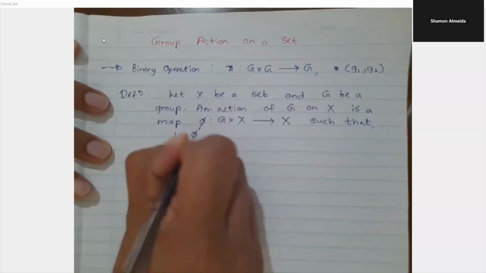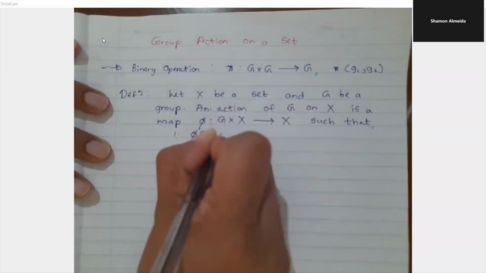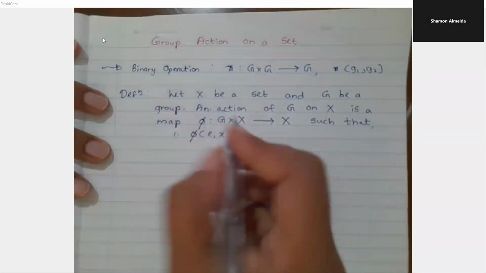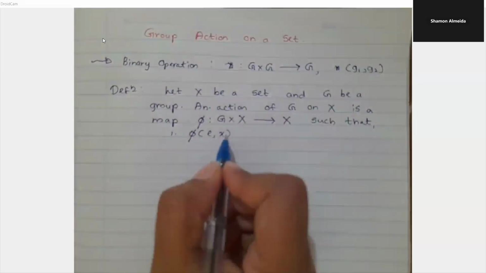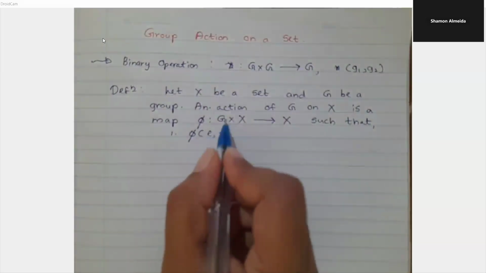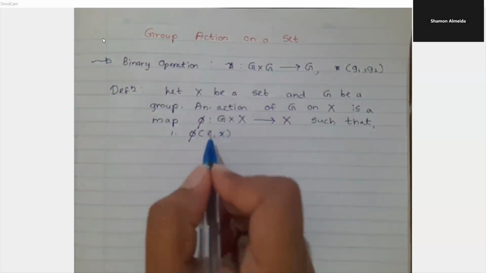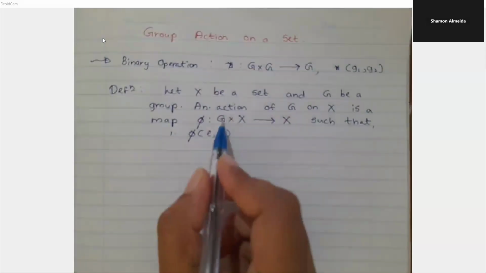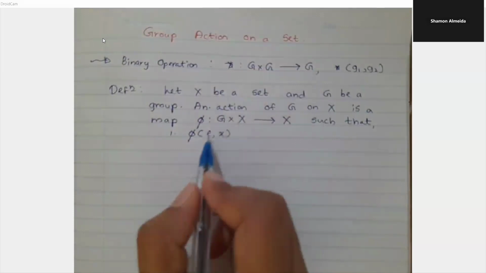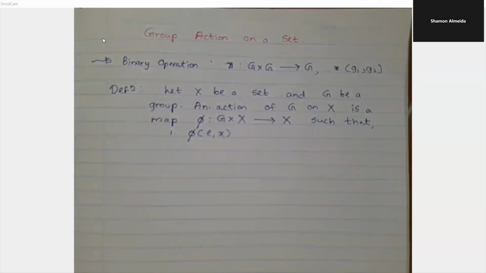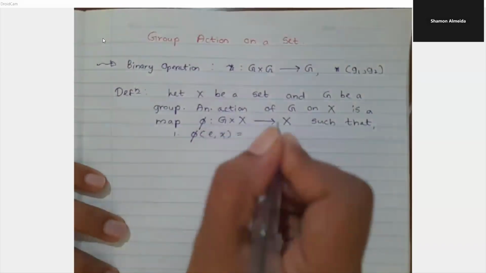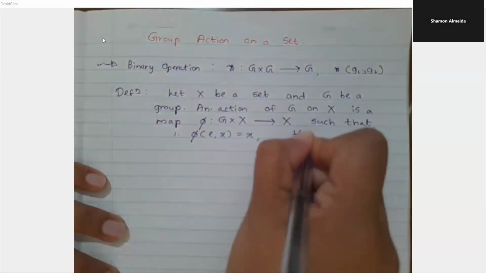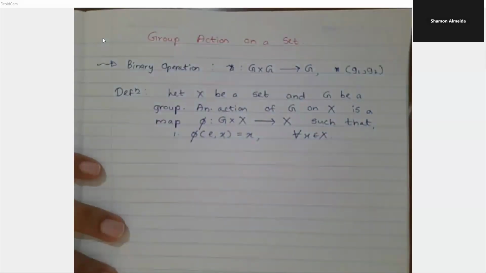First thing is phi of the identity and x. When you take this pair, now observe the first element, these are ordered pairs, right? And this resembles an element in G cross X. So the first element in this ordered pair is an element in G. Second element comes from X. And the identity is an element in G. So when you take the identity and x, this pair, this should equal x for all x in X. This is the first condition.